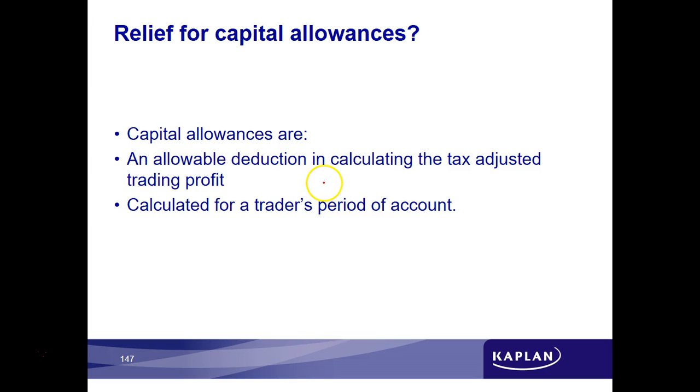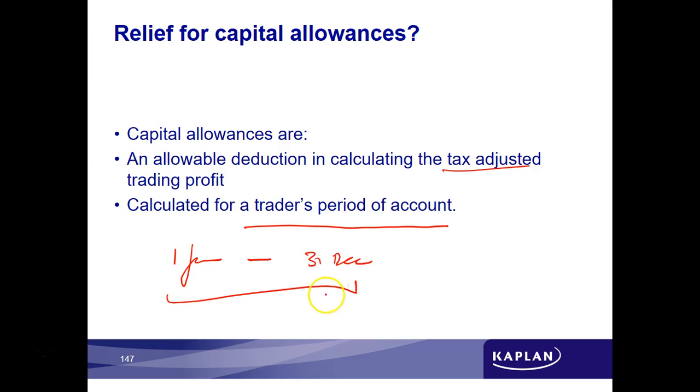And again, like I said, I did that earlier right at the beginning. You can deduct it in trying to arrive at the tax adjusted trading profit, and it is calculated for the period. So for example, if your period is from the 1st of January to the 31st of December, you will calculate your capital allowances for the 12-month period. We'll talk about the quirks in a second, but whatever your period is, you will prepare your capital allowances to cover the same period. Remember, it's really a matching concept. So however long your income and expenses are, your capital allowances are allowed for that period of time as well.